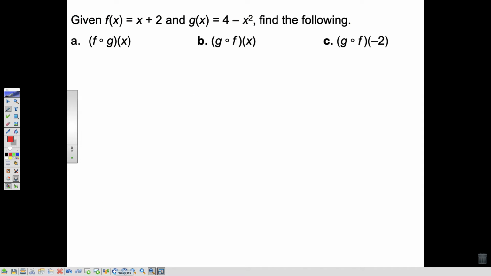Okay, so f of x is x plus 2. g of x is 4 minus x squared. Find the following. So this is f composed of g, so which one's going into which one? g goes into f. g goes into f every time there's an x. There could be 6 x's, correct? And it would go in every single time.